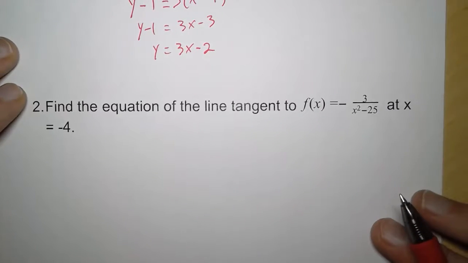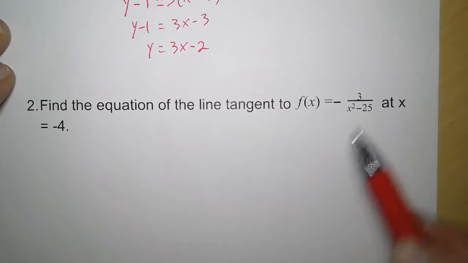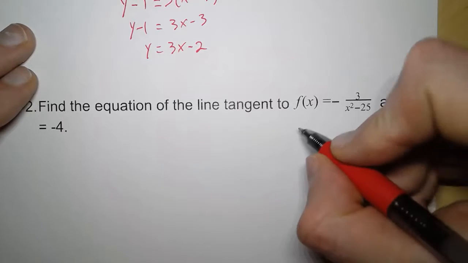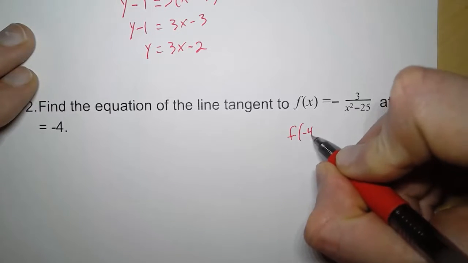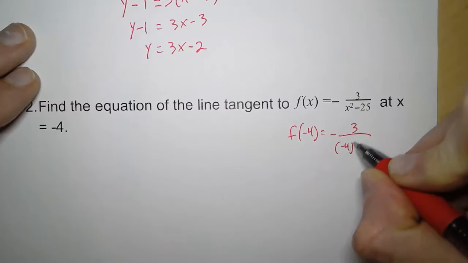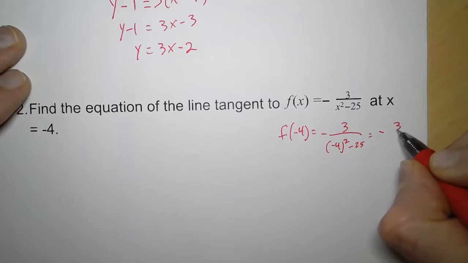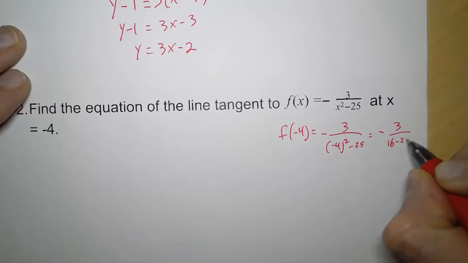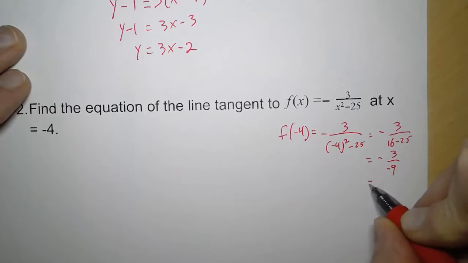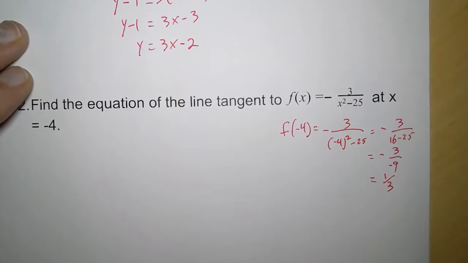All right, for the next one, same idea. Here we want to find the point and the slope at x equals negative 4. So we substitute negative 4 in for x. So negative 3 over negative 4 squared minus 25. So we have negative 3 over 16 minus 25. So that's negative 3 over negative 9. So we get positive 1/3 is the y value.